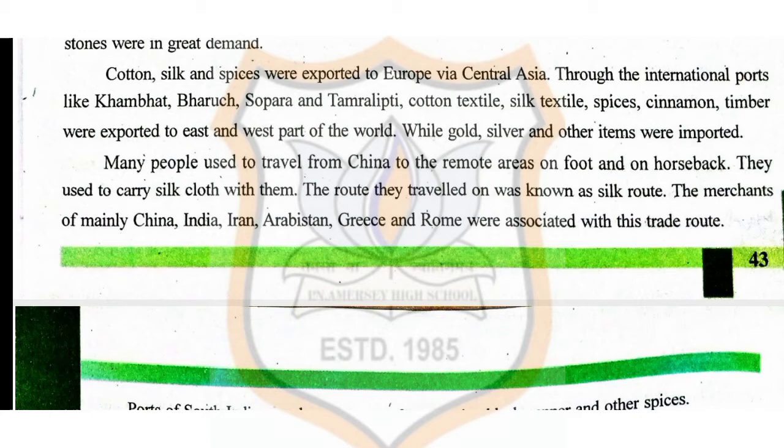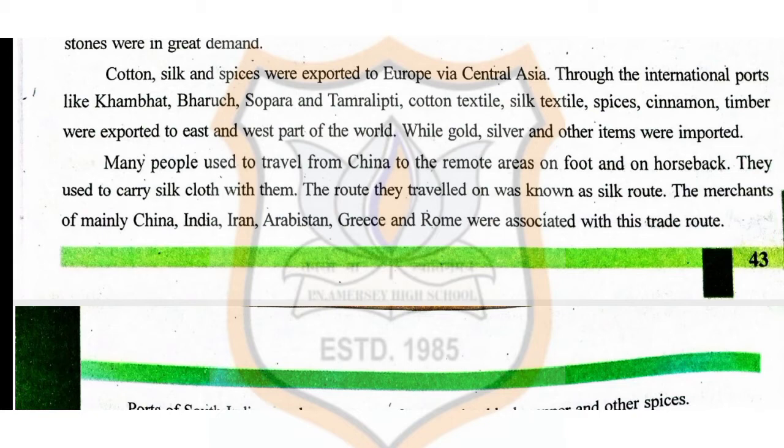Through the international ports like Khambat, Bharuch, Sopara, and Tamralipti, cotton textile, silk textile, spices, cinnamon, timber were exported to east and west parts of the world, while gold, silver and other items were imported. Many people used to travel from China to the remote areas on foot and on horseback.